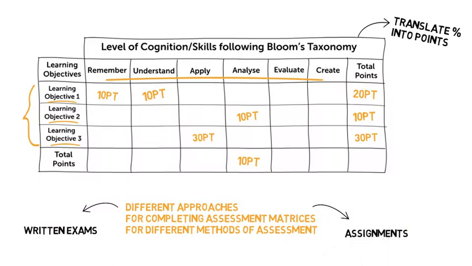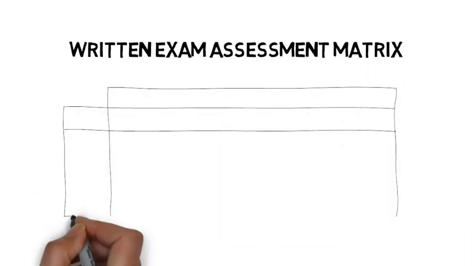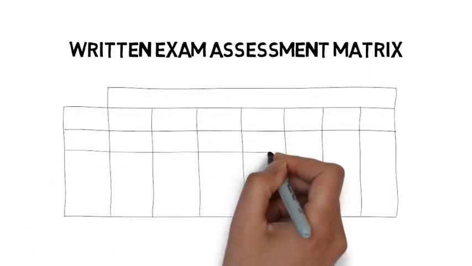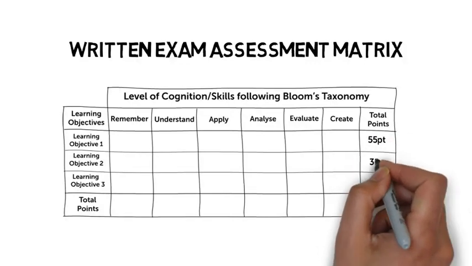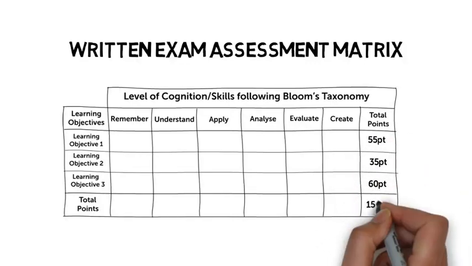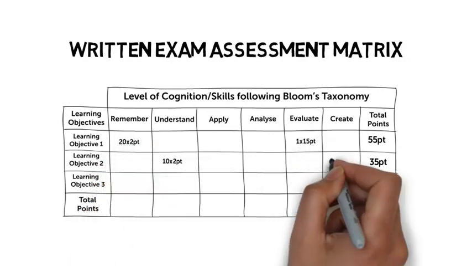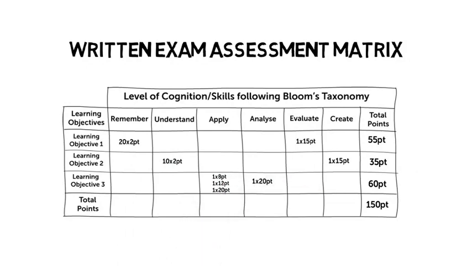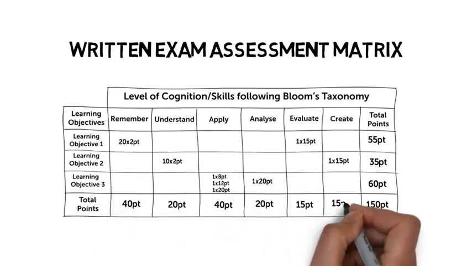For written exams, the next step is to add the number of questions and the points to be earned per question. This is illustrated with an already filled-in assessment matrix. The number of points for each learning objective are summed up on the right of the matrix. In the middle of the table, you can see that there are points written down for each cognitive domain, and in the bottom row of the matrix, all these points are summed up.